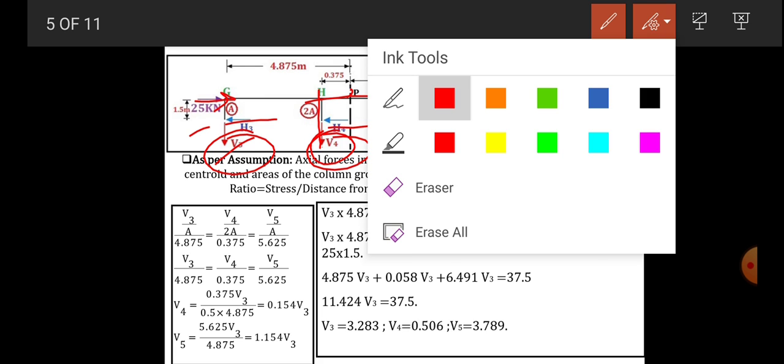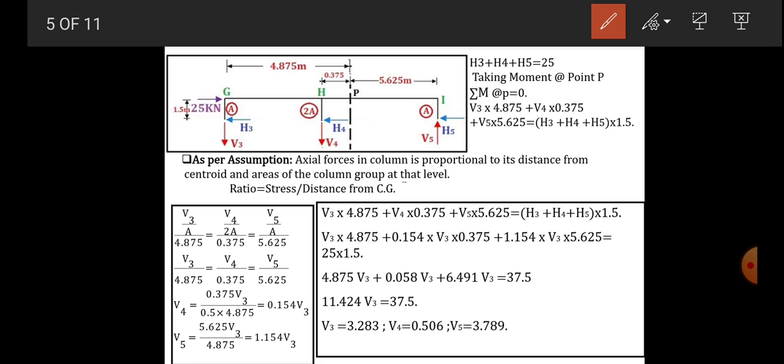Now, one more thing is that as per the assumption, axial force in the column is proportional to its distance from the centroid and the area of a column group at that level, or we may call it like this: the ratio of stress to distance from the CG of each column is equal. So let's take each column's ratio. First column is V3 divided by area a, divided by its distance from the centroidal axis, 4.875. This one is our centroidal axis. Then next column is V4 divided by area 2a, and the distance from the centroidal axis is 0.375. This ratio is equal to the last column V5 divided by area a, and the distance from the centroidal axis is 5.625.